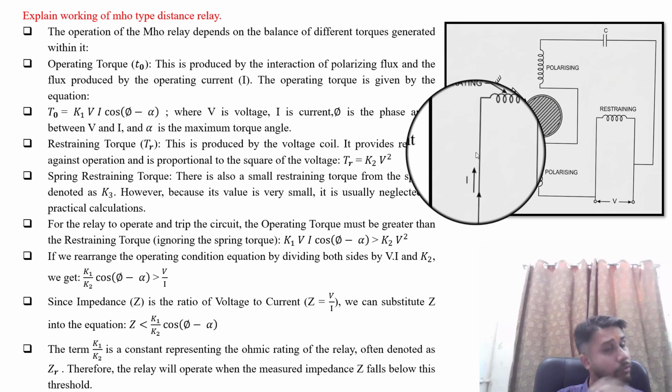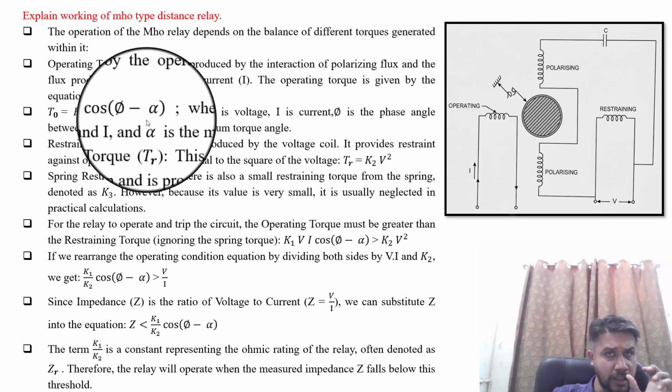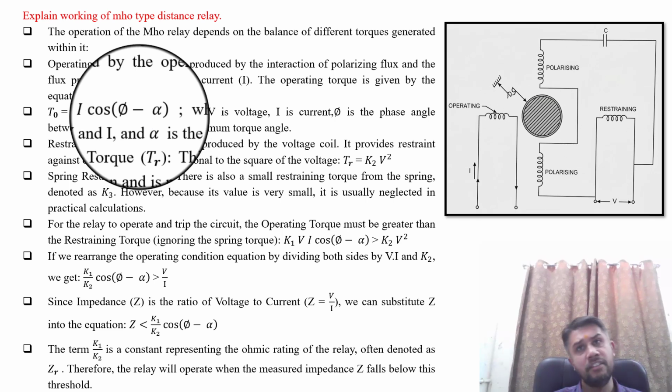So V is the voltage, I is the current of the CT secondary, phi is the phase angle between the voltage and current, that is our power factor angle phi, and alpha is the maximum torque angle. The difference between these two angles, and the cosine of this angle multiplied with voltage and current, will give us the operating torque.